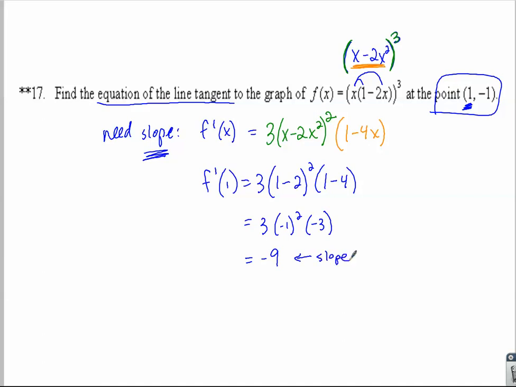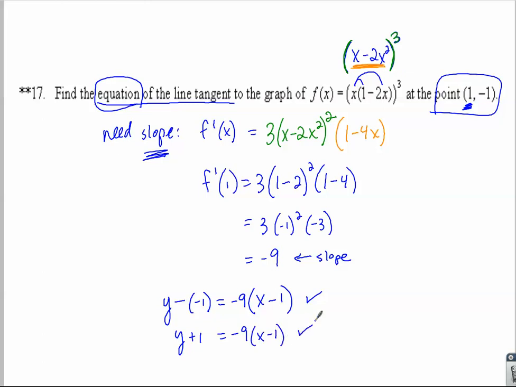I'm going to uncircle because I don't want anyone to think that's my final answer. That's our slope. We need the equation of a line. Y minus the y coordinate equals the slope, x minus the x coordinate. We're done here, or if you prefer, get rid of the double negatives, and it's a little bit prettier.